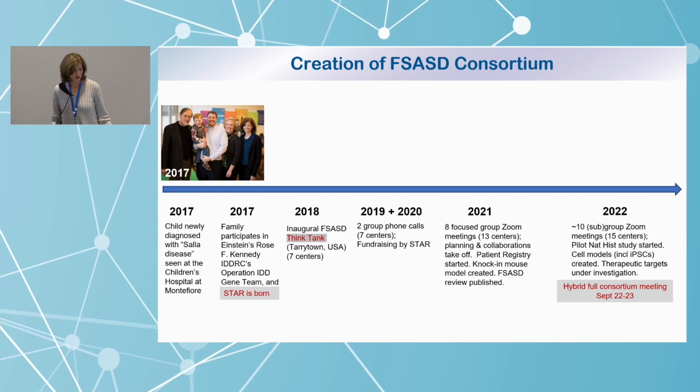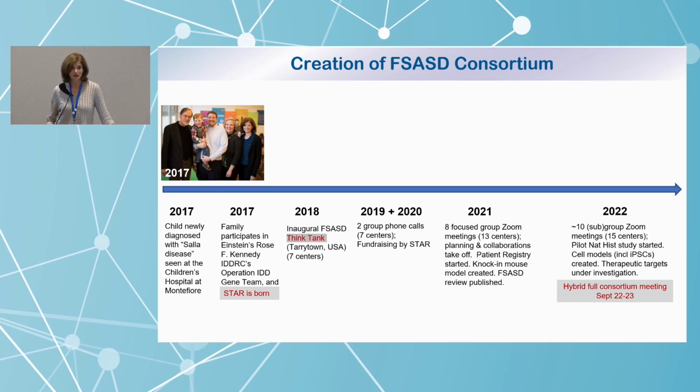So we invited the family to participate in Einstein's Rose F. Kennedy IDDRC's newly started program, called Operation IDD Gene Team. It was created to connect families who have a poorly understood neurogenetic condition with basic scientists from the Albert Einstein College of Medicine who are either studying that disorder or related disorders. They were actually our first family to participate in this.